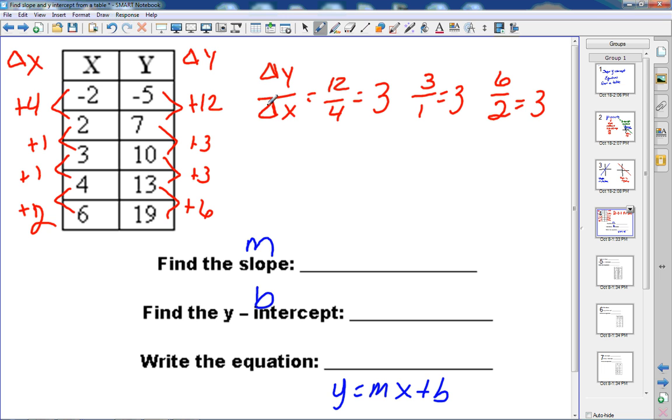Now, delta y over delta x, this is the slope. This is 3. Another thing I know from all this: if all my delta y's over delta x's are the same, that means it's linear. Let's review. What does linear mean? Linear means it makes a straight line.